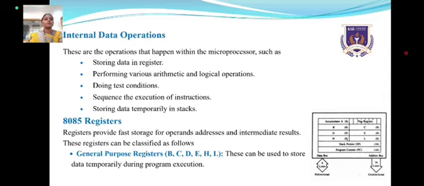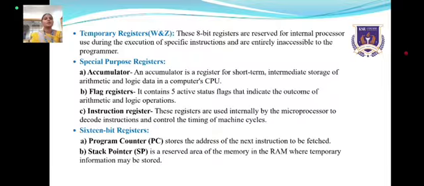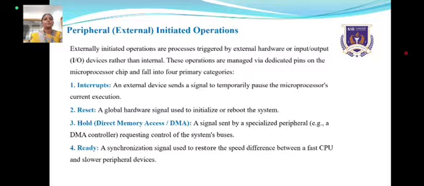8085 registers. The registers provide fast storage for operands, addresses, and intermediate results. These registers can be classified as general purpose registers, that means B, C, D, E, H, and L. These can be used to store data temporarily during the program execution. Temporary registers W and Z. These 8-bit registers are reserved for internal processor use during the execution of specific instructions. Specific purpose registers: accumulator, flag register, and instruction register. 16-bit registers are program counter and stack pointer.